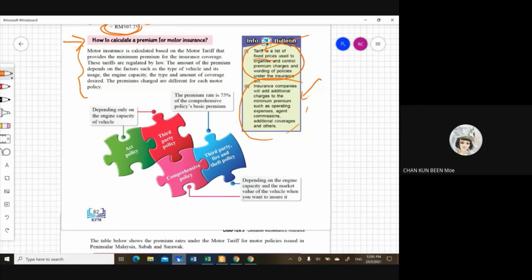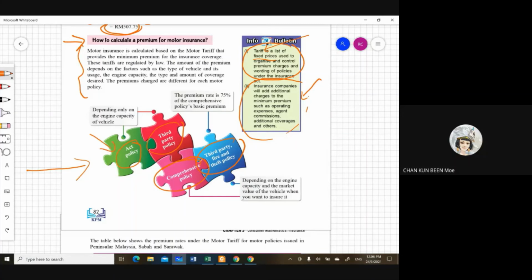So you remember earlier, just now we talked about the motor policy, we have the 4 types of policy. The first one is the Act policy. The second one is the third-party policy, followed by the third-party fire and theft. And the last one is the comprehensive policy. So it's all actually drawn here using the puzzle. For each of these, let us look at how to calculate the premium for each policy.